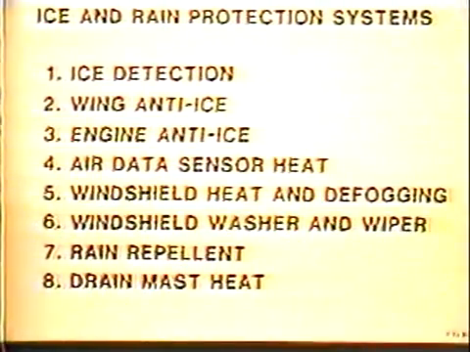During the ice and rain protection program, we will discuss the following subsystems: ice detection, wing anti-ice, engine anti-ice, air data sensor heat, windshield heat and defogging, windshield washer and wipers, rain repellent, and drain mast heat.